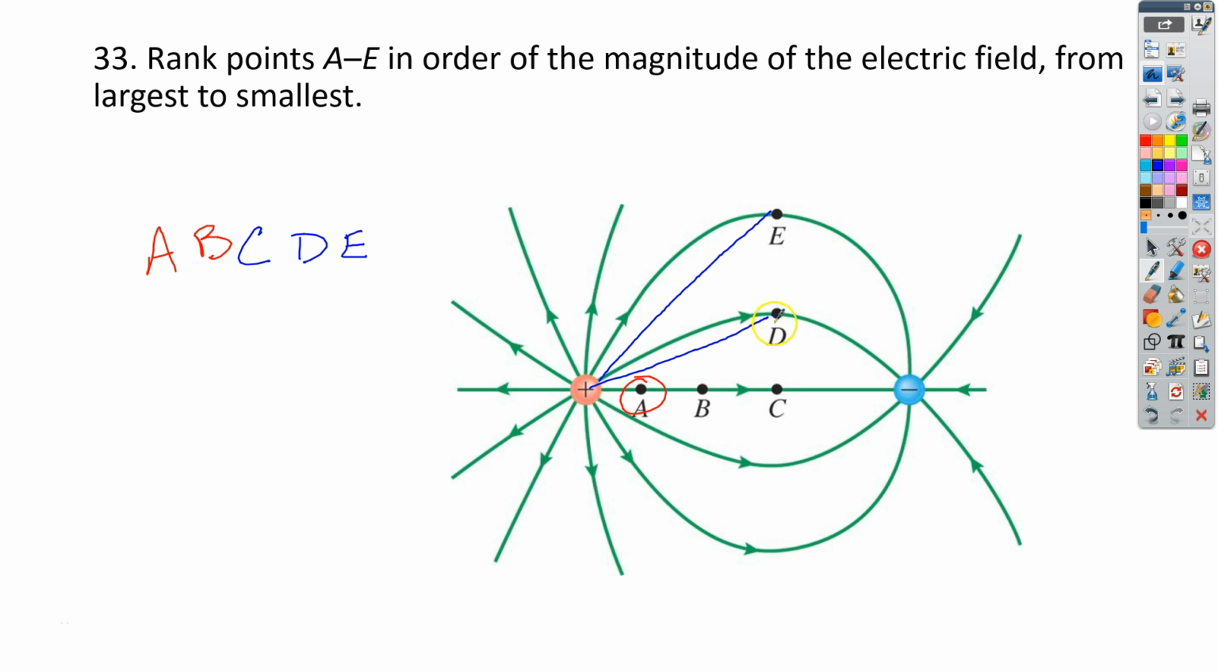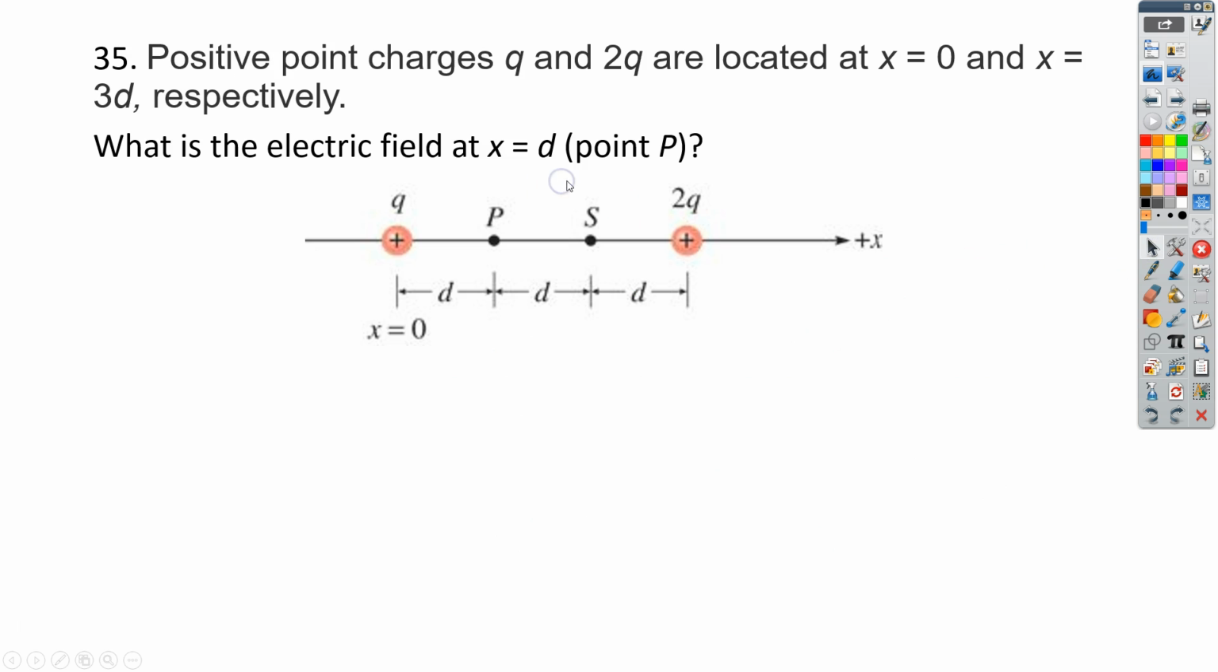These are just arbitrary points. Notice the field lines are strong here. They're close together, and we're really close. Here the field lines are much further apart, so letter E has got to be our least. And that is the answer to number 33. Let's go ahead and take a look at the next one. Next one is number 35.